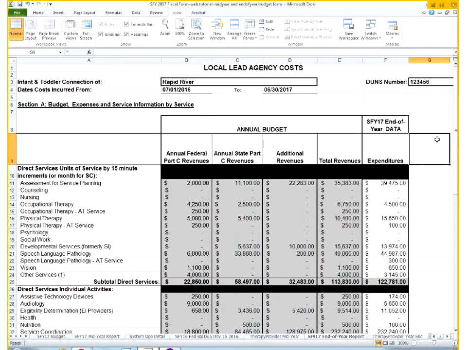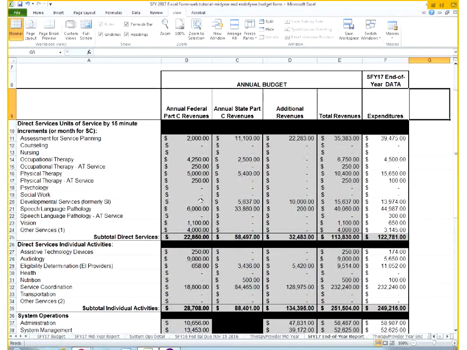6/30/2017. So as we mentioned with the mid-year report, sorry, went down too far too quickly, the annual federal Part C revenues, state Part C revenues, additional revenues, all of that information is pulled for you from that initial budget form because those numbers haven't changed too much. So that information is going to be pulled for you. It will total it in the total revenues column. So what we're focusing on keying in for this end of the year is going to be your end of the year expenditures.